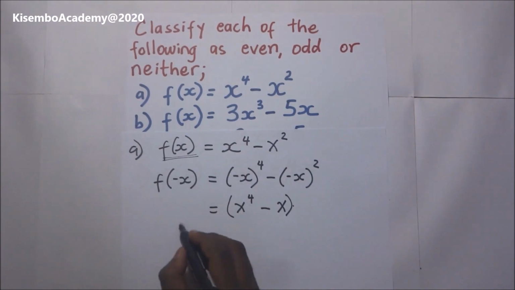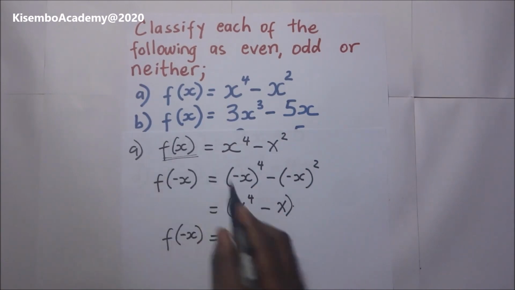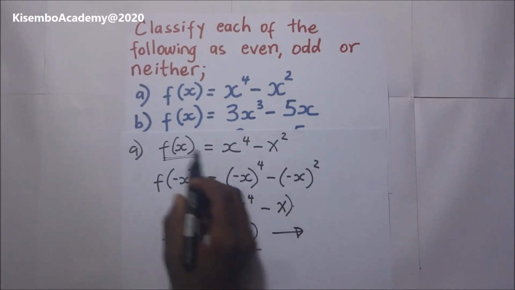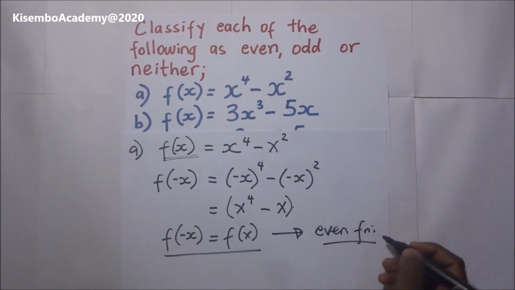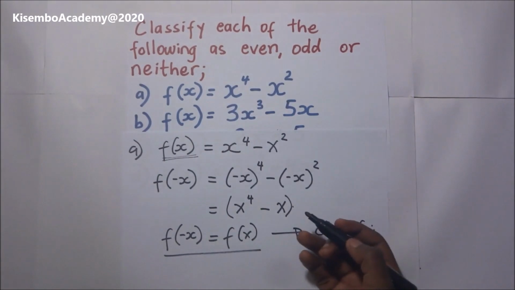In other words, when we plugged in f of negative x, it produced f of x. So this means that this is an even function. That is how we arrive at the conclusion that part A is an even function.